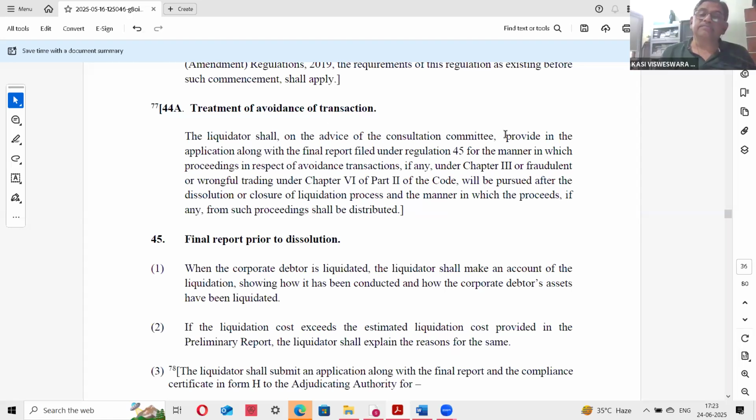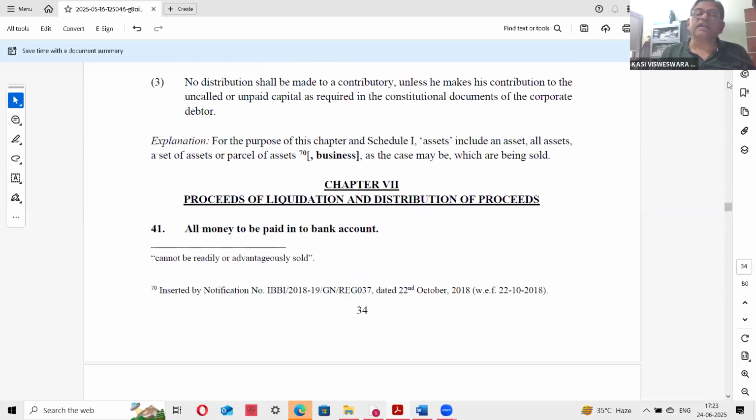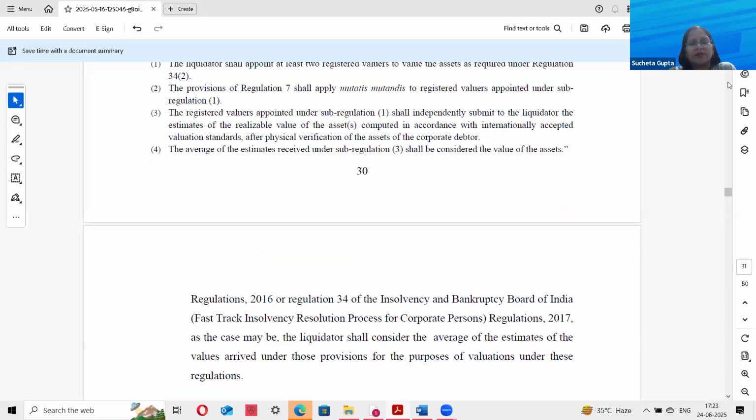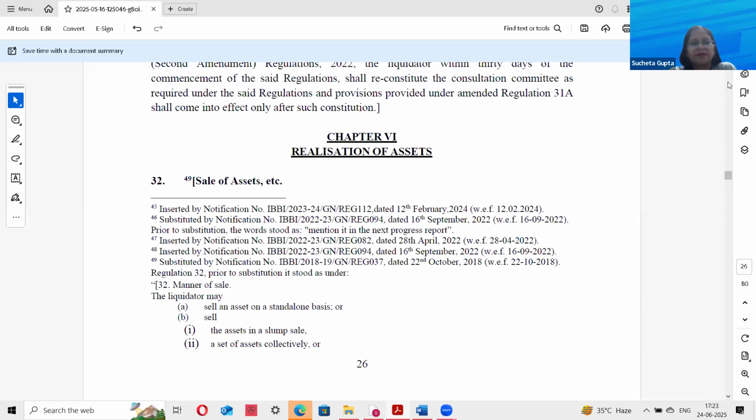Yes, 44A. So dissolution need not be stopped for want of settlement of avoidance transactions.